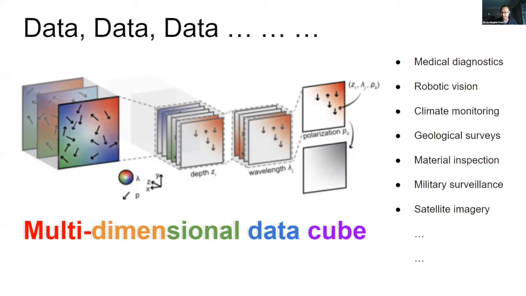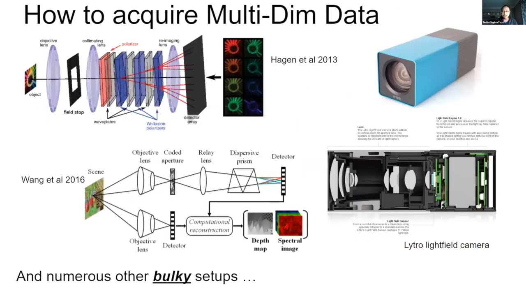Of course, what are you going to use it for? The list is literally endless, starting from medical diagnostics, robotics, all kinds of monitoring and surveillance and imaging techniques. And this multidimensional data is extremely important. So the question is, how do you acquire it efficiently, right? There are established techniques such as hyperspectral imaging and 3D imaging, and you can do both at the same time.